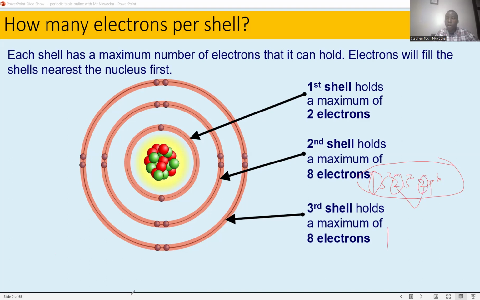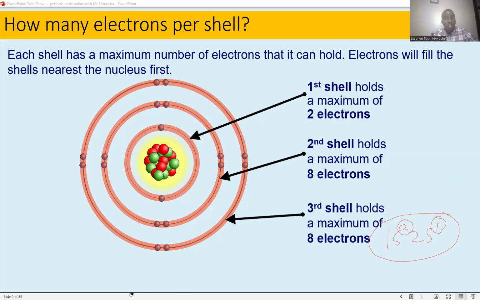Let me give you another one. 1s2, 2s1. How many electrons are in this atom? So just count it. If you add the 2 and the 1 at the top together, you see here that it is a total of 3. So that 3 represents the atomic number. Very simple. If you want to answer questions in JAMB, the 3 represents the atomic number. So the question is, how many electrons are in the outermost shell?